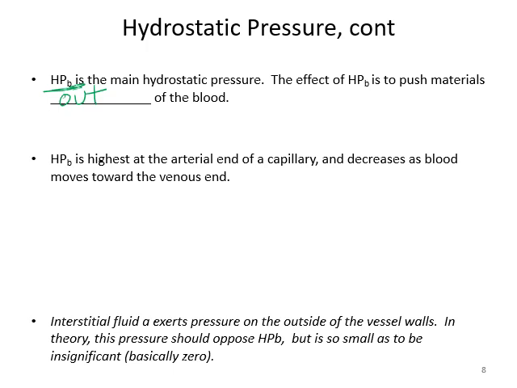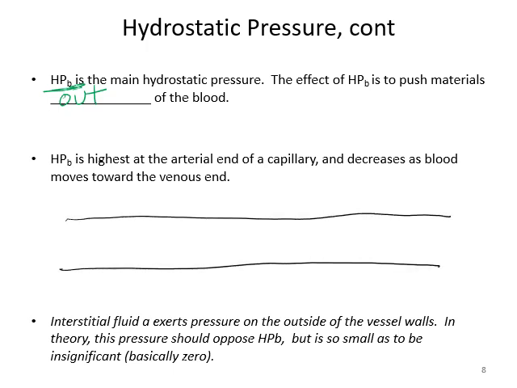reduce as blood moves toward the venous end. So I kind of think about it like this. So here's my blood vessel. Over here, we're at the arterial end. So here goes my blood through my capillary. Some gas exchange happens in here. Now we're over at the venous end, okay?